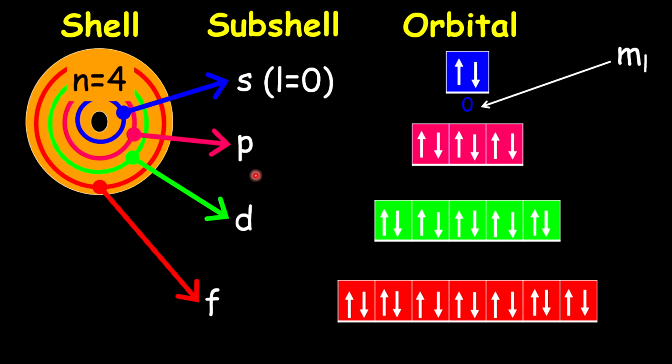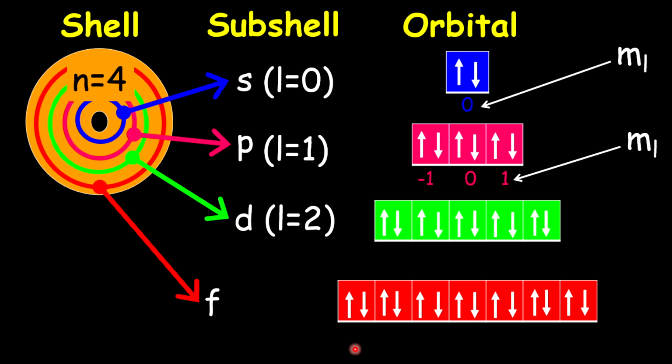And so for P, again, remember the L value for that will be 1. And so we can have a negative 1, we can have 0 and 1. So there are 3 orbitals for the P subshell. And for the D subshell, remember the L value for that will be 2. And so we could have a negative 2, a negative 1, 0, 1, and 2. So those are the ML values. And notice the total values right here will be 5. And so there are 5 orbitals for the D subshell.